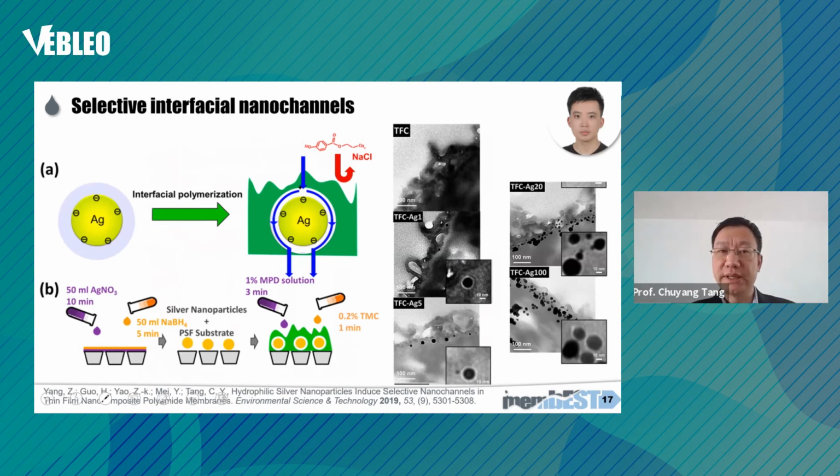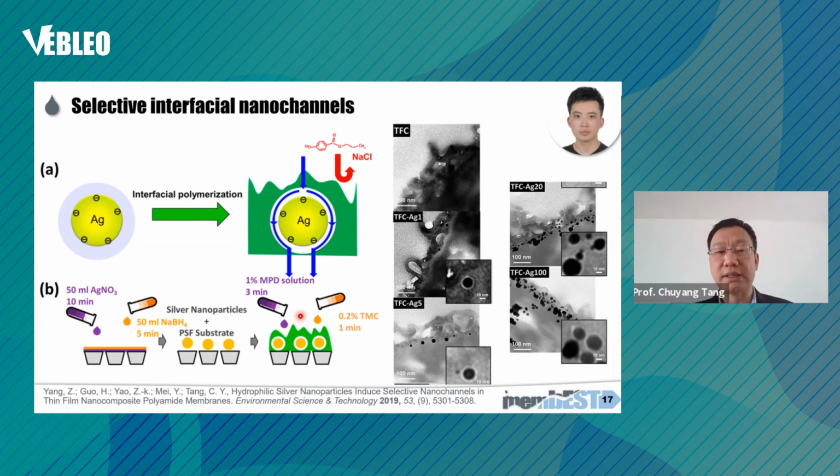Now, previously we were talking about nano cavities on the length scale of 100 nanometers or several tens of nanometers. If we can reduce this length scale down to a few nanometers, then we can create some more selective nanochannels. So in this particular example, what we do is incorporate a hydrophilic nanoparticle. For example, you can grow silver nanoparticles in situ by reducing the silver ions to form the nanoparticles, and then you can carry out the interfacial polymerization of the two monomers.